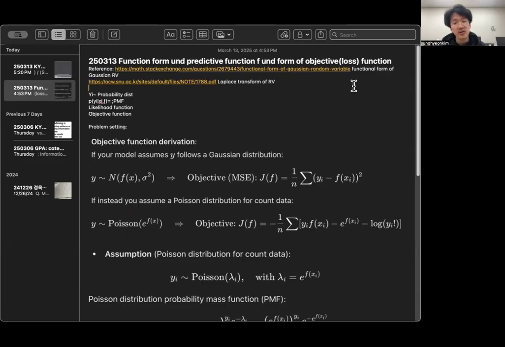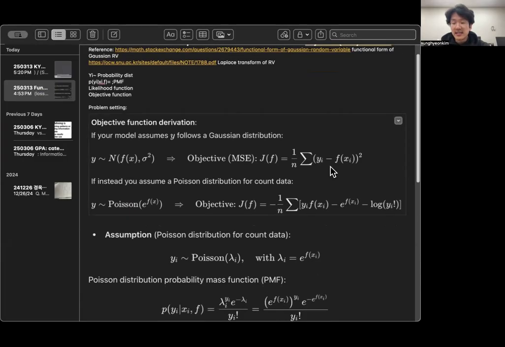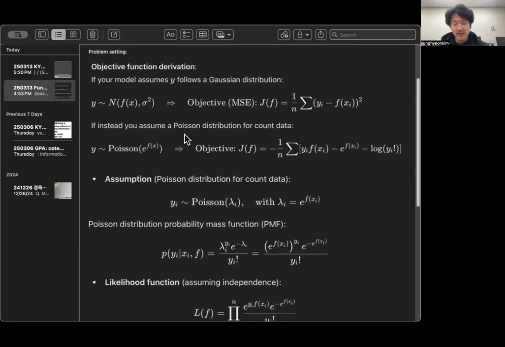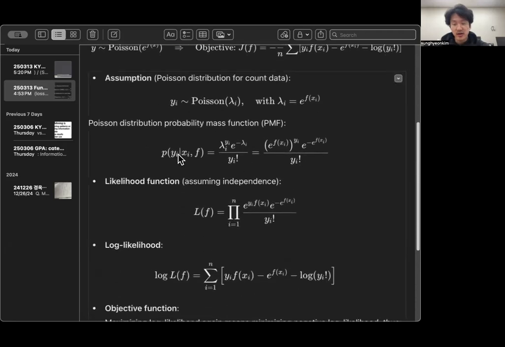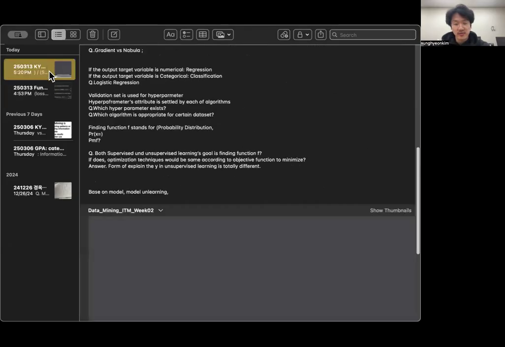And by the functional form, by the probability distribution, F doesn't change, but there are changes in the objective loss function, because we are finding the difference between Y and Yi. And Yi will have different values based on the probability distribution function.